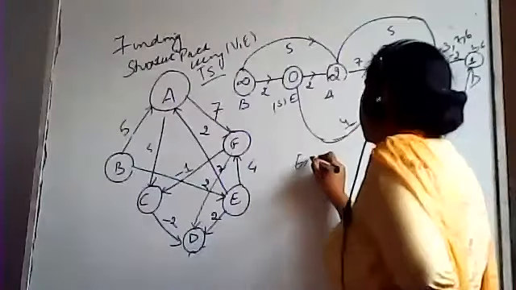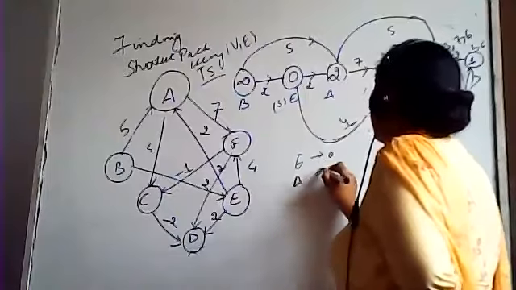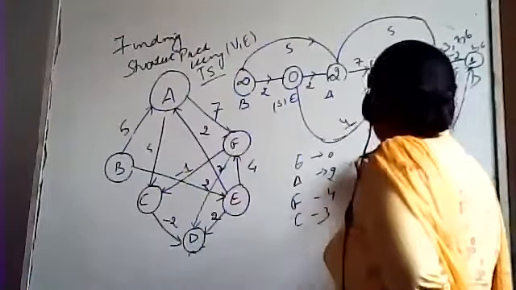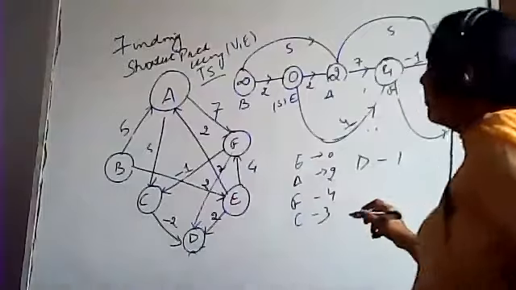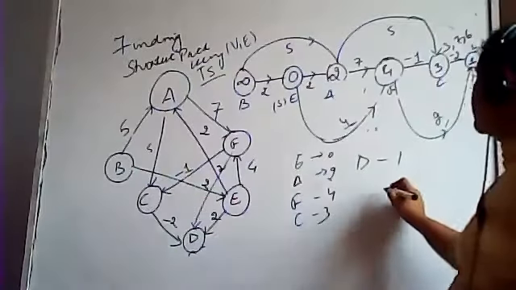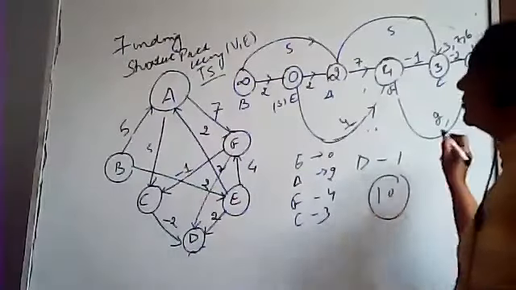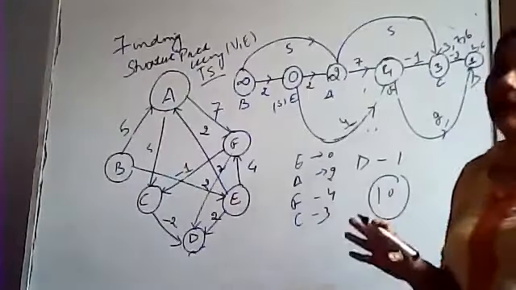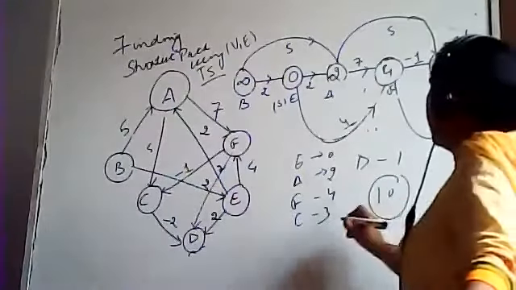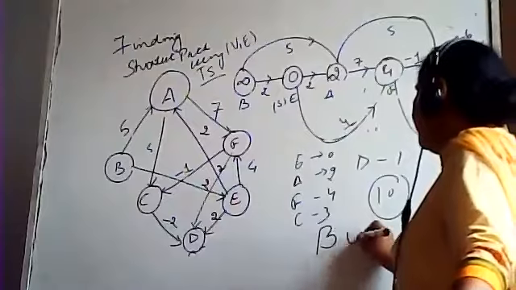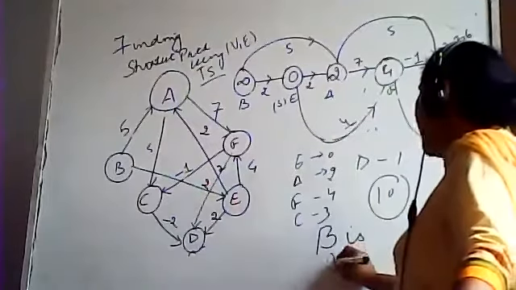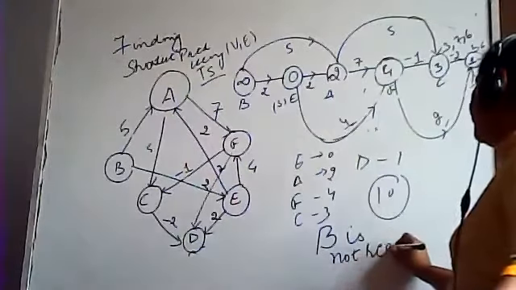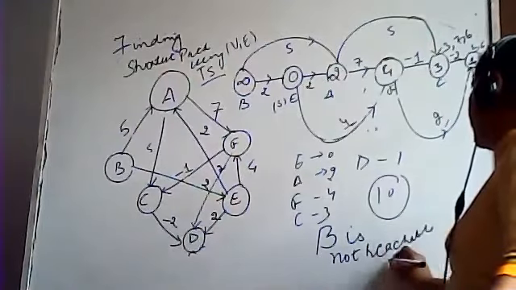Now let's do the total path calculation. E weight is 0, A weight is 2, F weight is 4, C weight is 3, and D weight is 1. 2 plus 4, 6 plus 3, 9 plus 1 is 10. The total minimum weight of this graph will be 10. And you will write B is not reachable because we are not having any back edge towards B. So B is not reachable from the source.